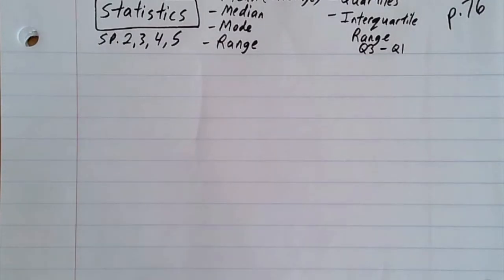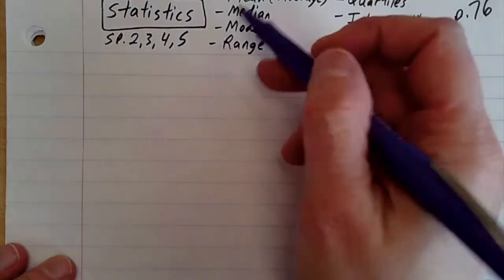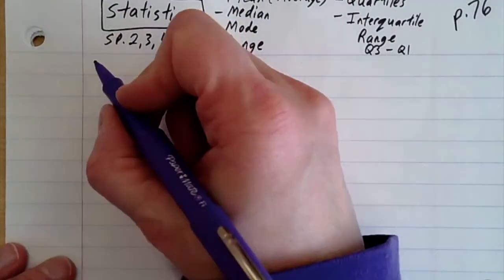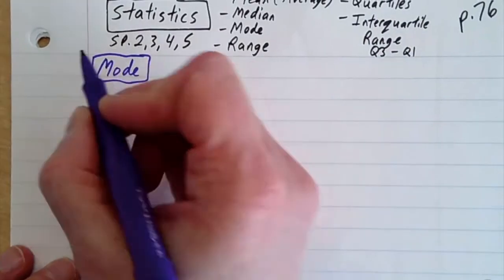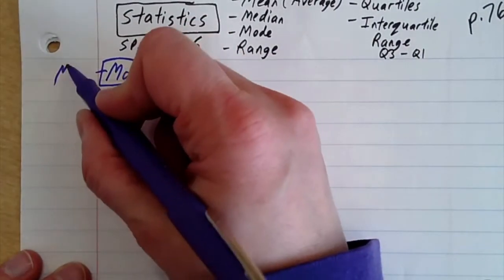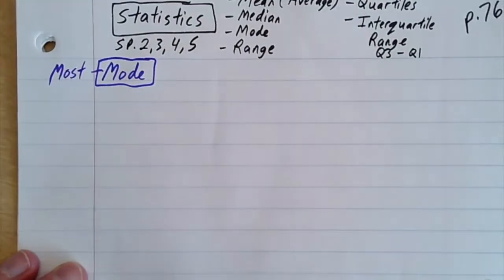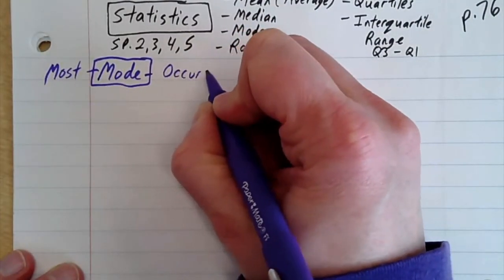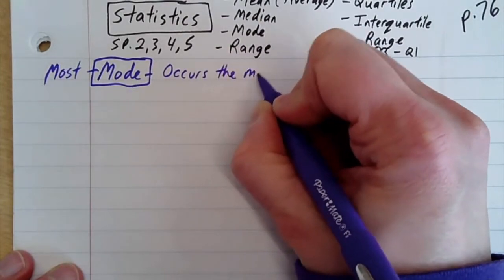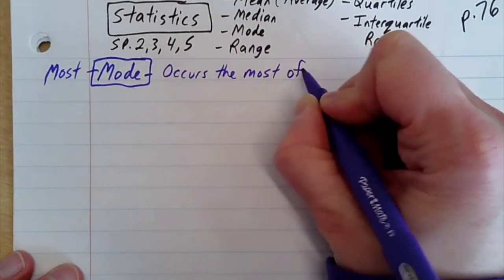So the first one we're going to talk about is mode. I think this is the easiest one. So I'd always start with, when they have to find all this stuff, I'd always find mode first. Mode is whichever numbers occur the most. So I'm going to write mode. I want to write most next to that. So in a range of data, it's whichever one occurs the most often.